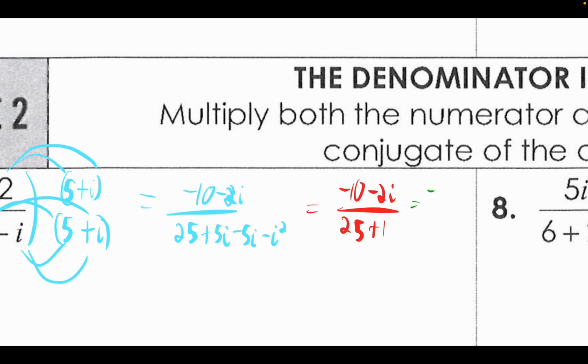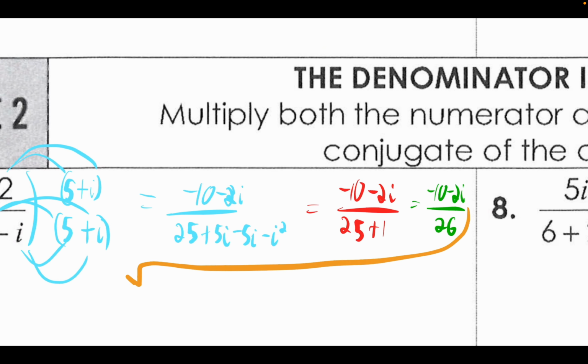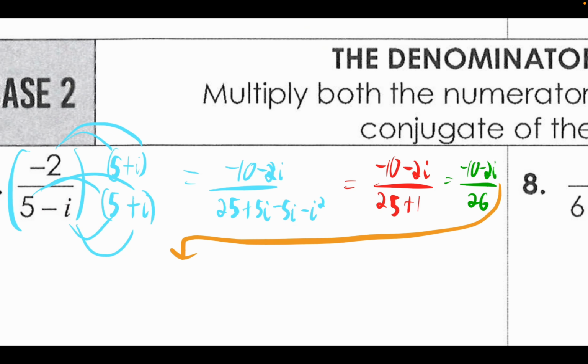And now we can call this negative 10 minus 2i over 26. And now we need to reduce. So there become quite a few steps to problems like this. And I'm going to make this 2 separate fractions here to help myself reduce. I'd encourage you to make it 1 fraction still. That's what I do personally, but I'm showcasing it this way because I have a feeling more of us will succeed if we do it this way.